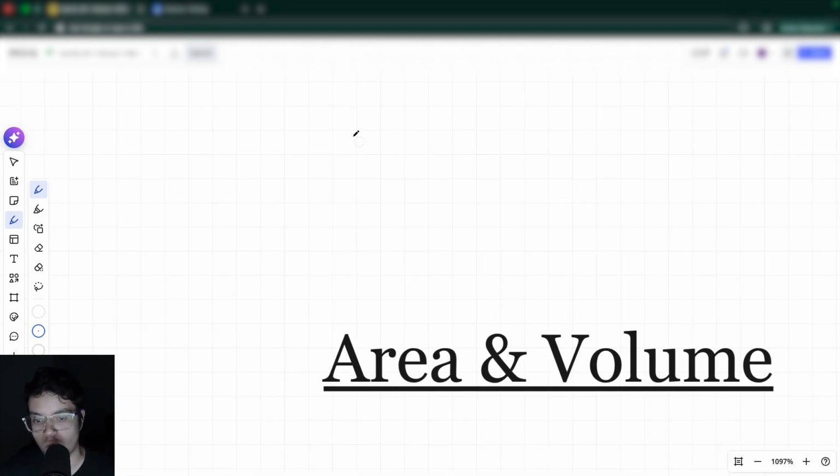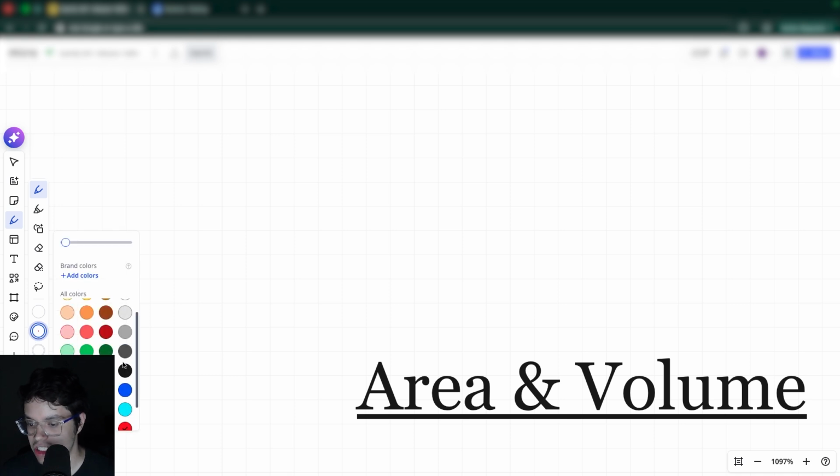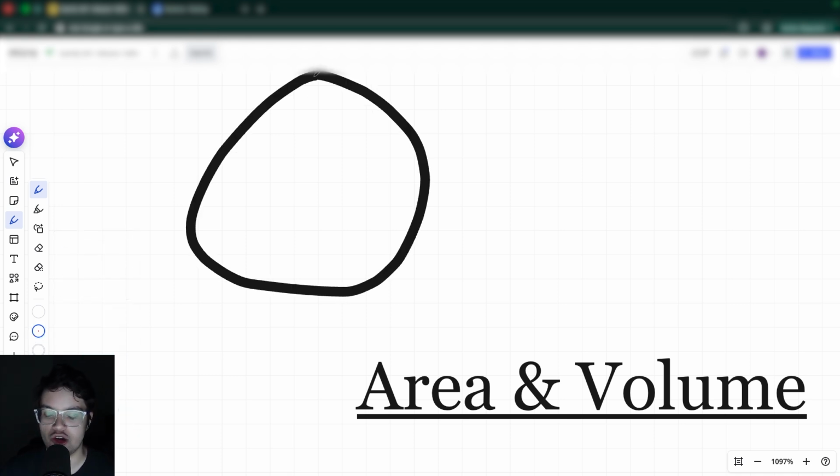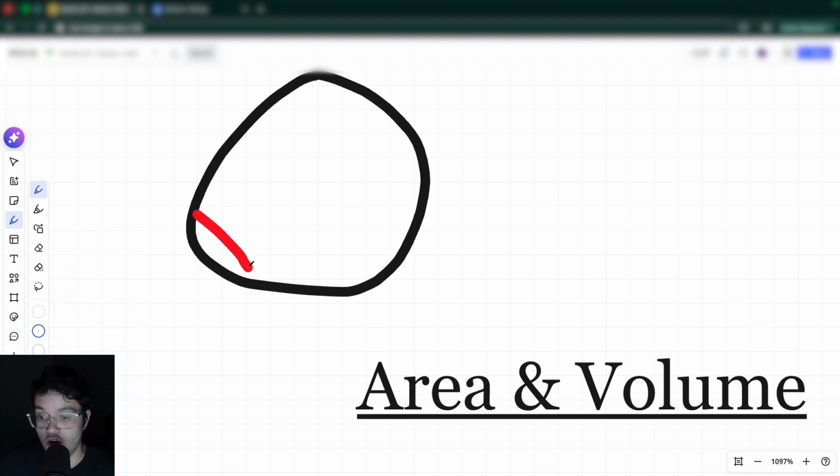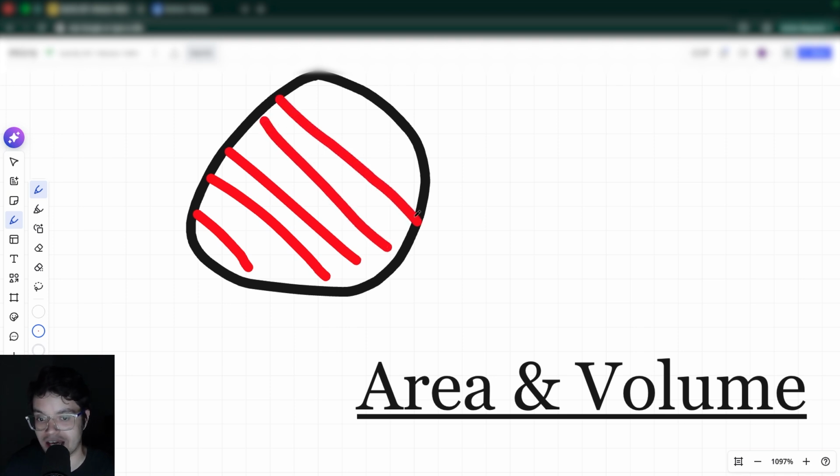Now, when I say area, I want you to think of it basically like this. Let's say you have a pancake, and you're trying to think to yourself, how big is that pancake? That is literally what area is. Put simply, the area within that pancake would be considered the area of that pancake. And so this works for any kind of two-dimensional shape.